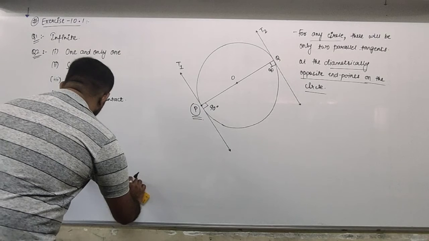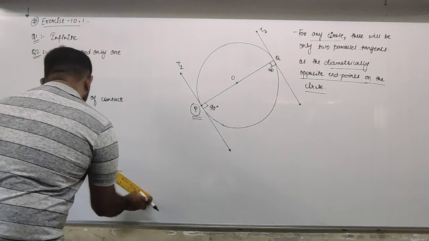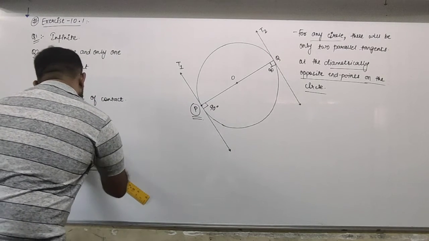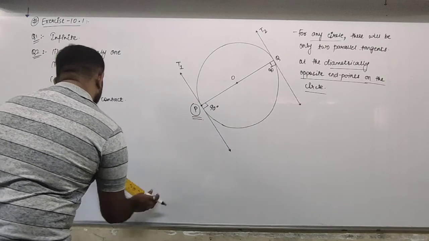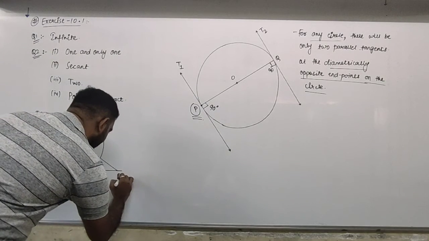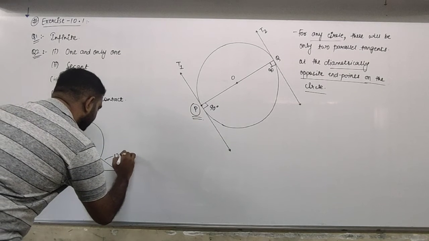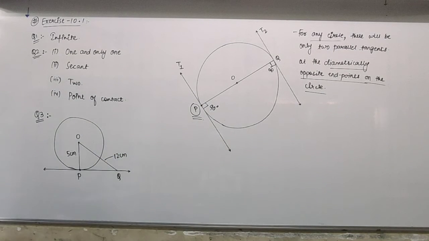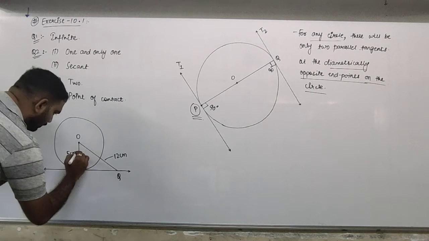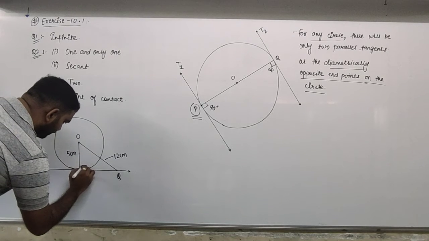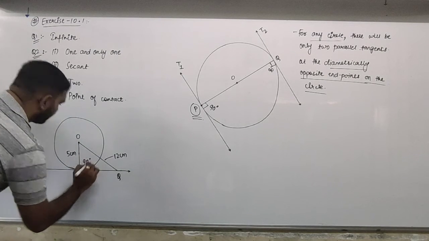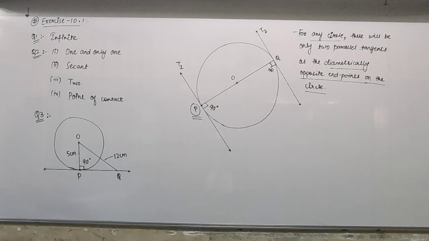So that OQ is equal to 12 centimeter, like this. This is Q. This is 12 centimeter. Then length PQ is dash. We need to find out the length PQ. Okay, so let me erase this one.